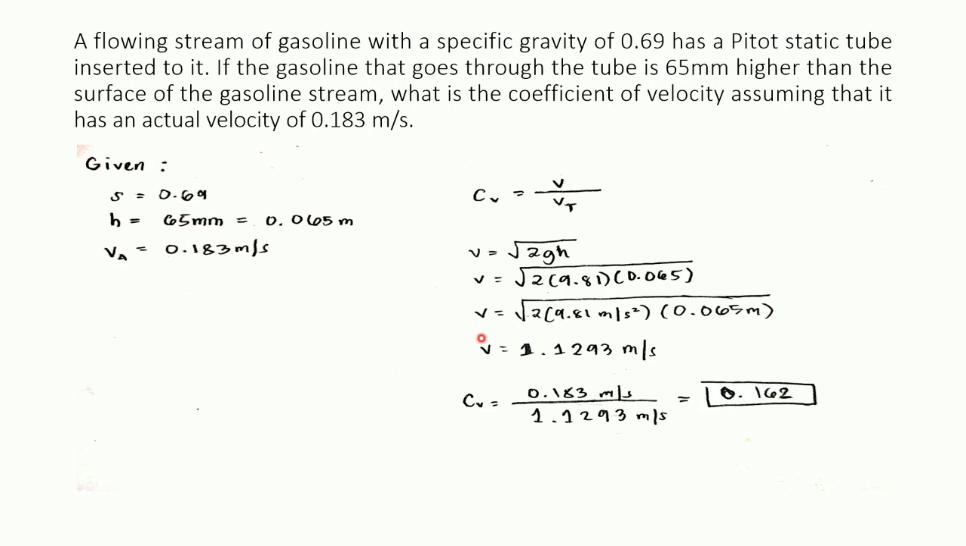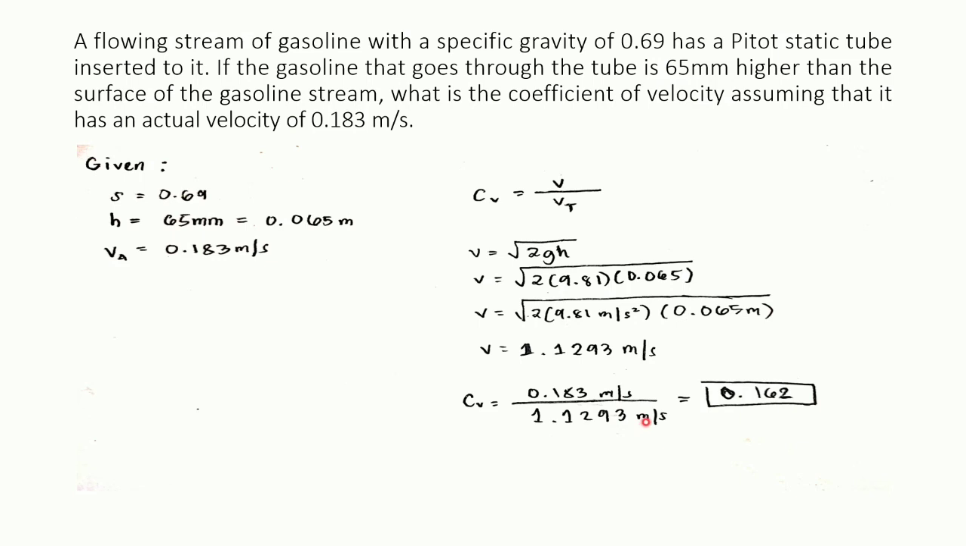And from that, we can get that velocity is equal to 1.1293 meter per second. So we already have the theoretical velocity. So we can now plug in the actual velocity over the theoretical velocity, and we will get that the coefficient of velocity is equal to 0.162. So this is unitless, since we are going to cancel the units for the actual and the theoretical velocity.